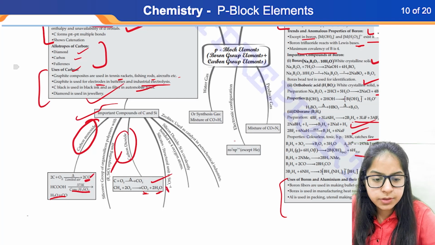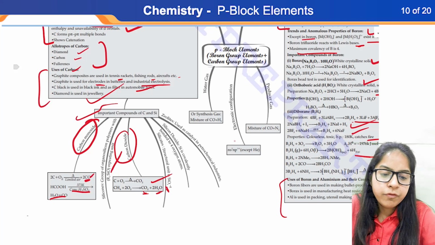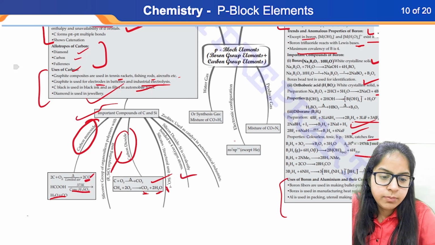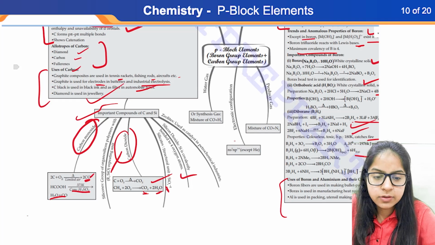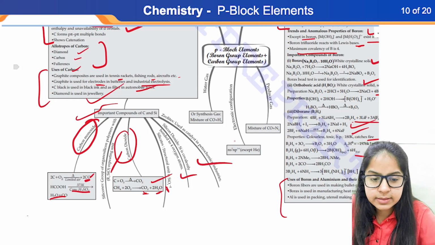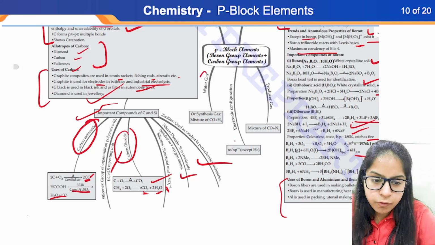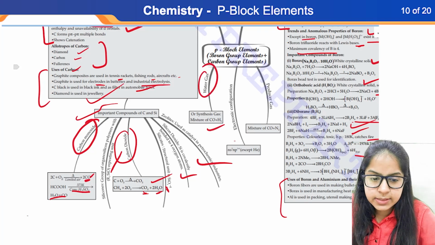Silicates: the structural unit of silicate is SiO4 4 negative, where silicon is covalently bonded to 4 oxygen atoms. And the zeolites, which are used as catalysts in the petrochemical industry. Water gas, this is synthesis gas, a mixture of CO and H2.